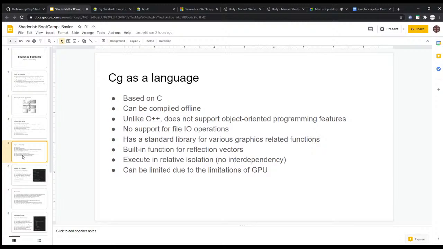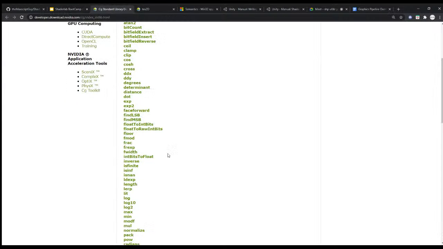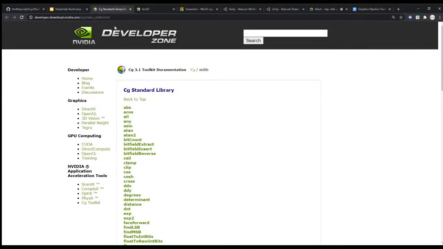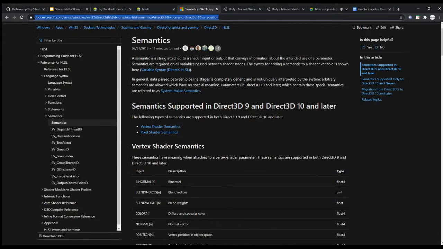Then input output operations. Now you will say, why do we have includes? Includes are handled before compile time, whereas at runtime, input output operations, writing files, reading files, are not allowed. Standard library for various graphics, yes, this is the standard library I was talking about. Go through this. I'm going to share the link with you. Let me share it right now itself, so that you already have the data in the chat.